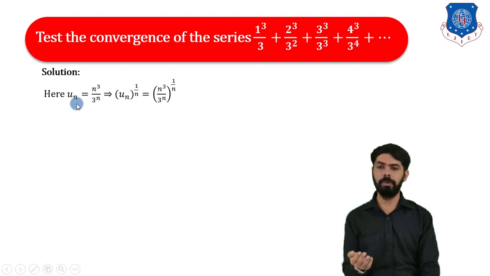Same way for third term we will put n is equal to 3 in un, so it will be 3 cube divided by 3 cube, which is this. Same way for fourth term we will put n is equal to 4 in un, so it will be 4 cube divided by 3 raised to 4. Now we will find out un raised to 1 divided by n, so it will be n cube divided by 3 raised to n whole raised to 1 divided by n.